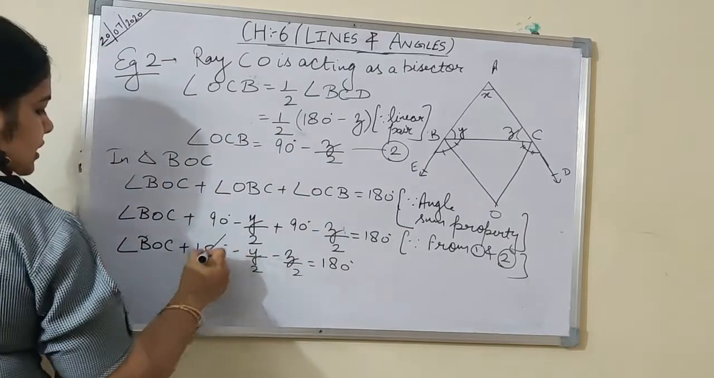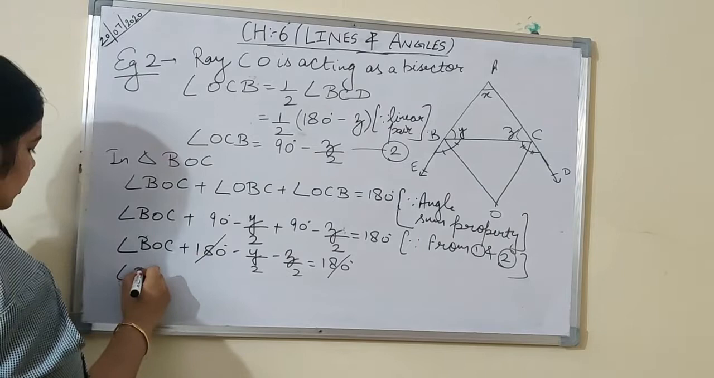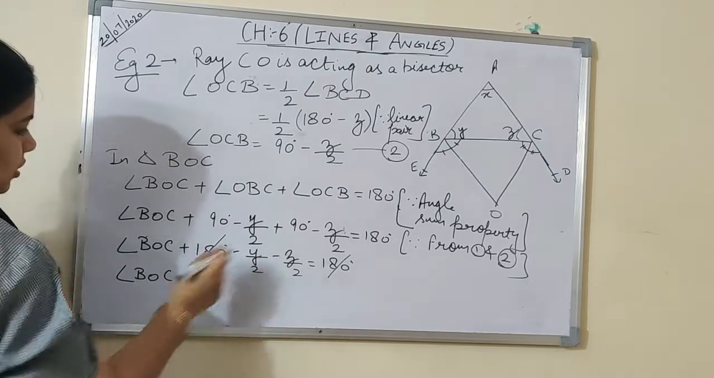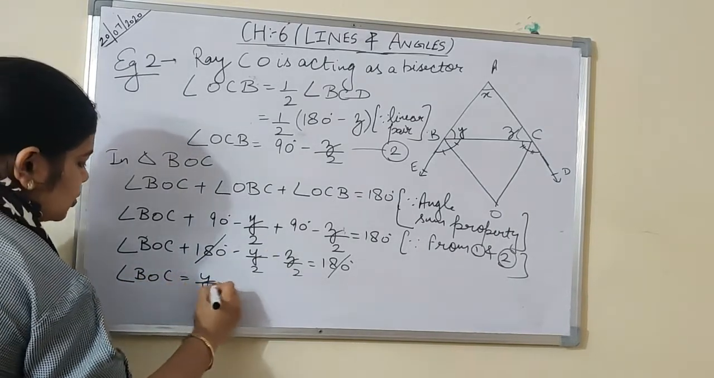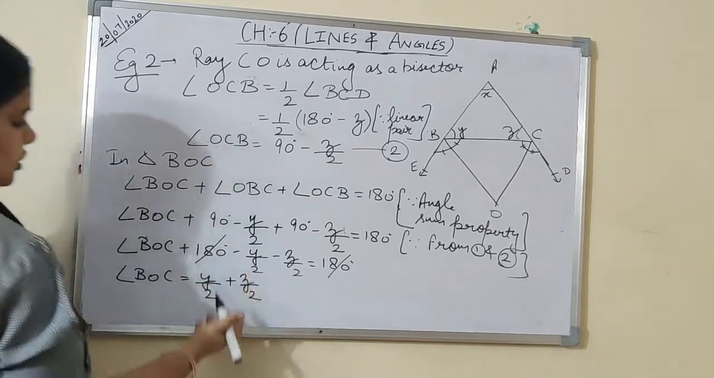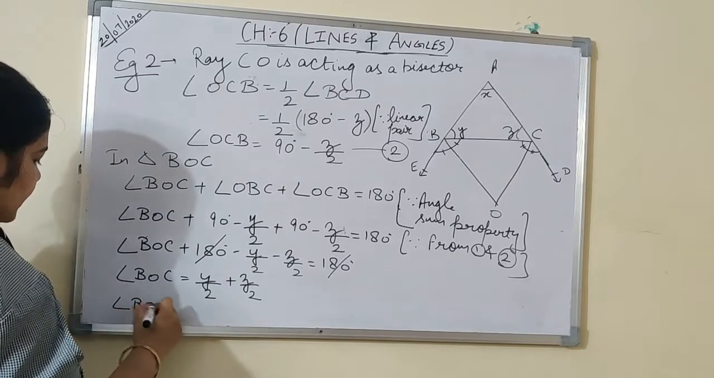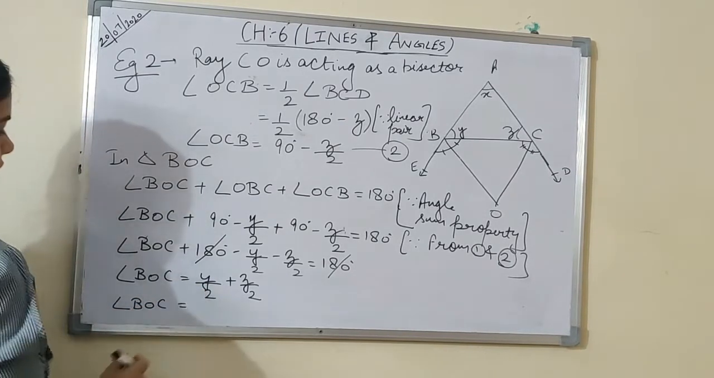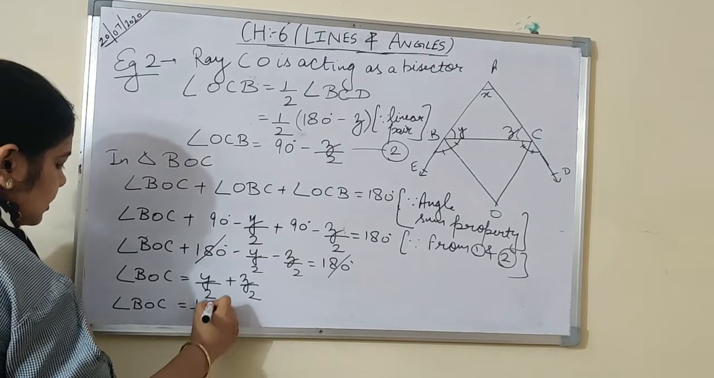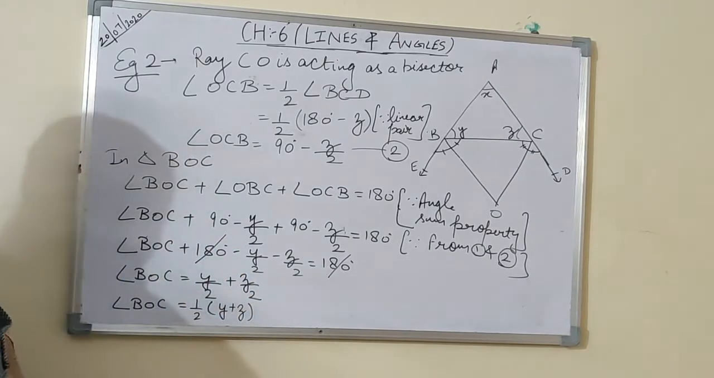Then in next step we can just cancel this 180 with 180. Then what will be left? You can see that if we shift y upon 2 and z upon 2 that side, it will become like this, then angle BOC will become half of y plus z.